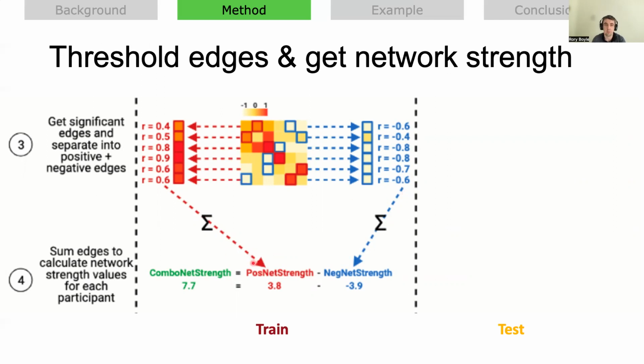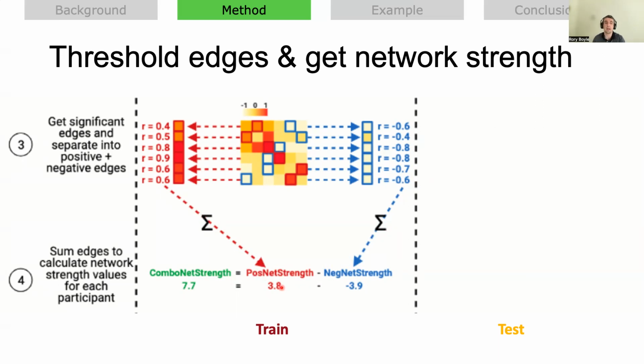And then in step 4, you sum those significant edges. You sum the positive edges to form your positive network strength value, and you sum the negative edges to form your negative network strength value. So again, positive network strength simply refers to the summed connectivity strength of connections where connectivity is positively associated with your phenotype, and negative network strength is the summed connectivity strength of connections that are negatively associated with your phenotype.